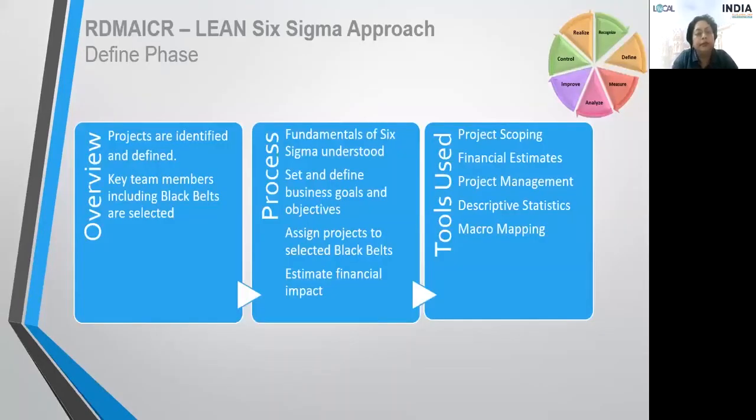Then comes the define phase. In the define phase, projects are identified and defined. Key team members, including black belts, are selected. The fundamentals of Six Sigma are understood, and business goals and objectives are set and defined. Assign projects to selected black belts and estimate financial impact.